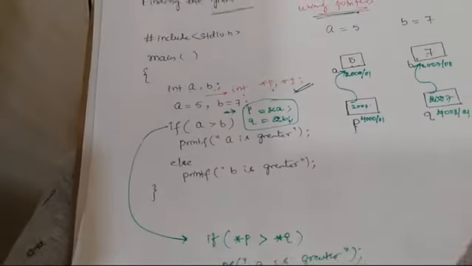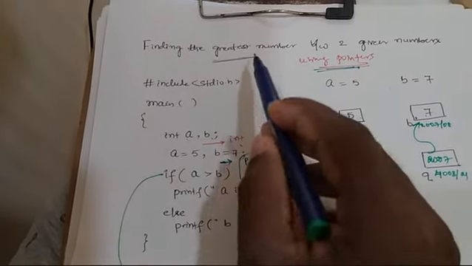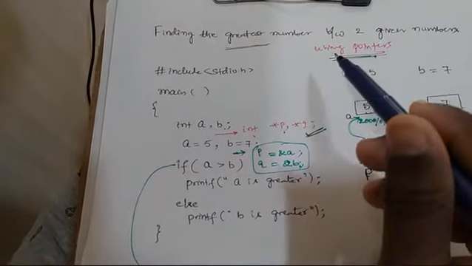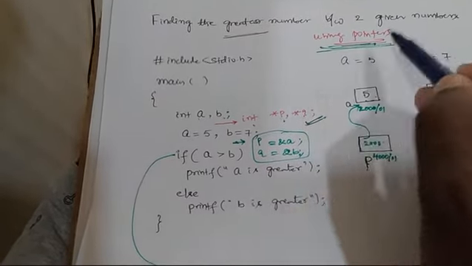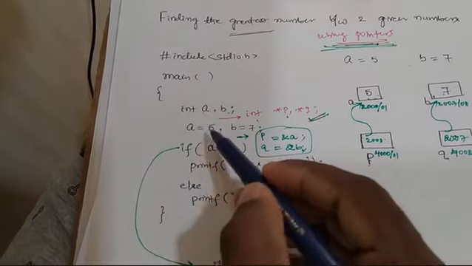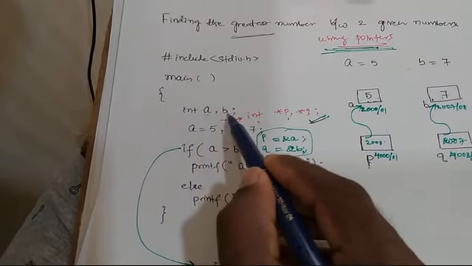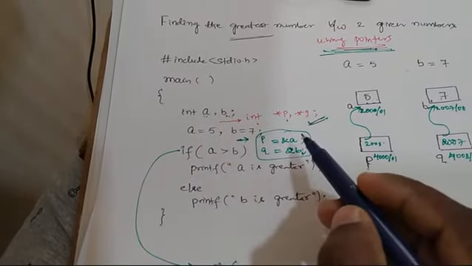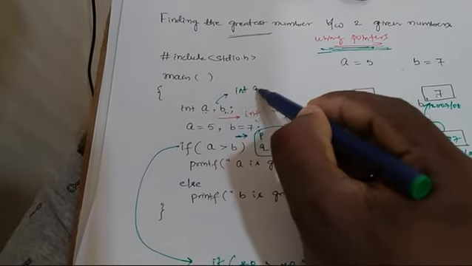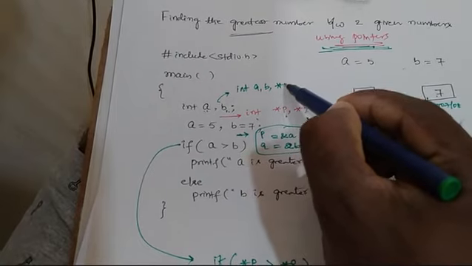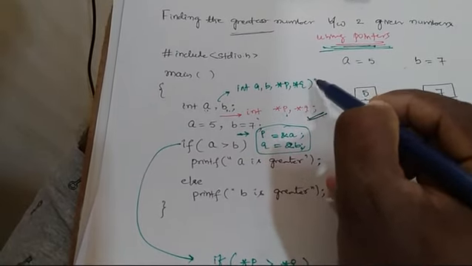So once again I am repeating. First of all, the question is finding the greatest number between two given numbers. This is the regular procedure, but the question is using pointers. For that, what I have to do? Just like how we declare int a comma b, in the same statement you can write like this also. The same statement can be modified as int a, b, and of course int star p, int star q.